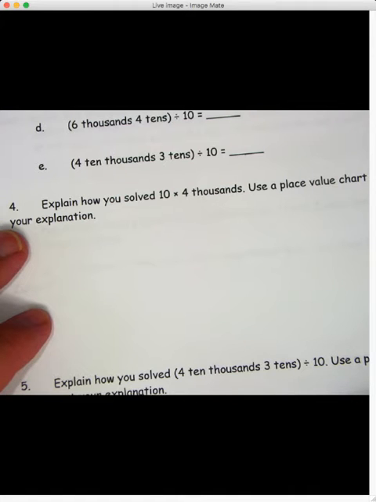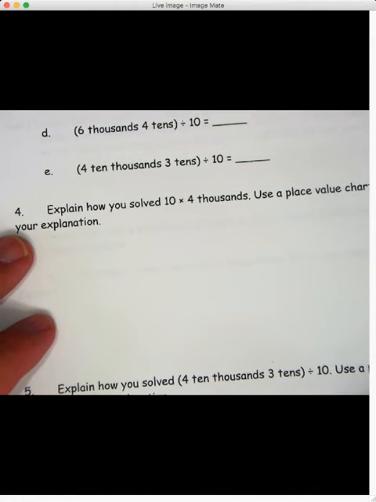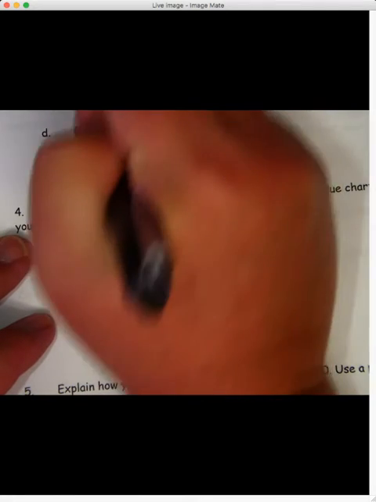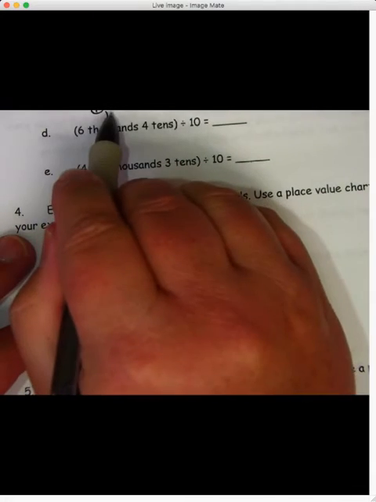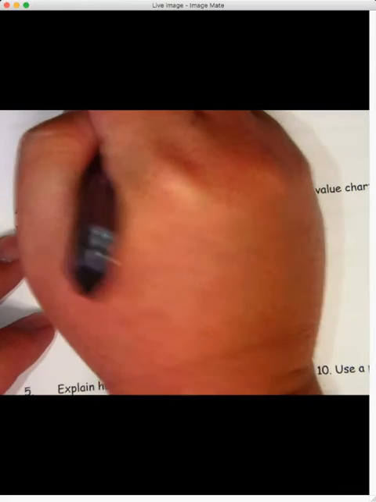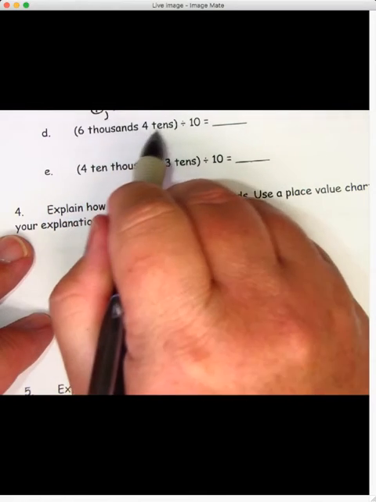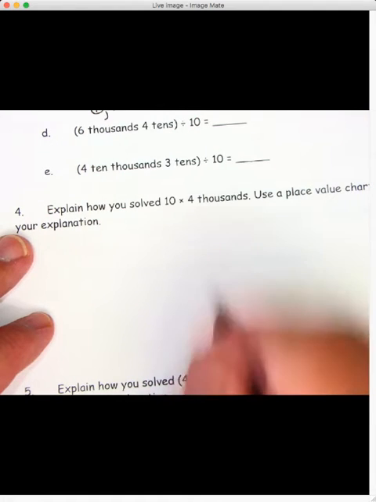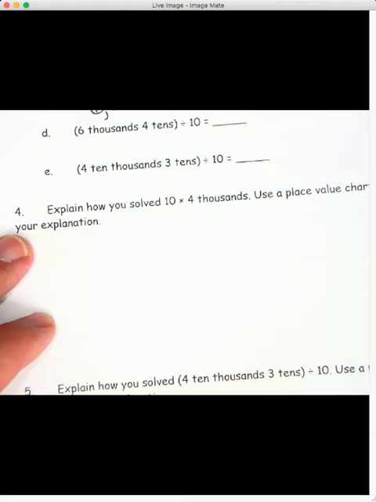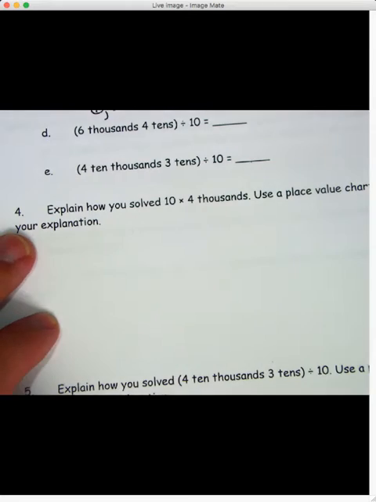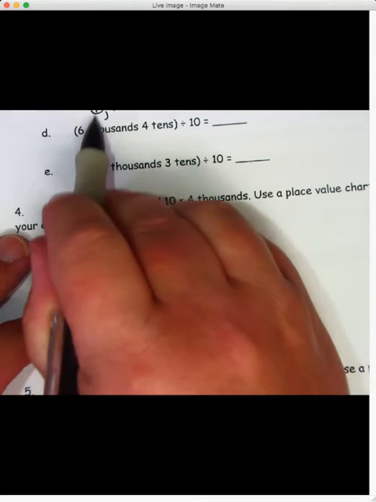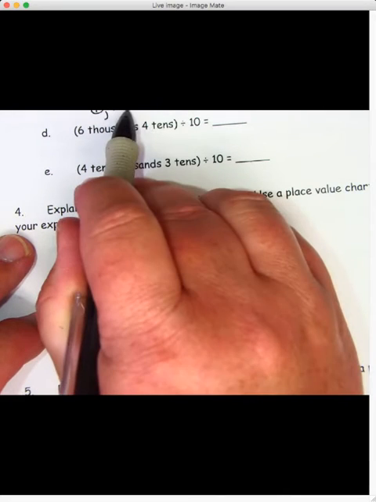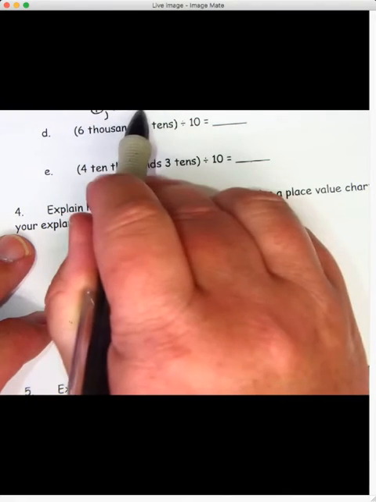6,000s, 4 10s. Oh, we're going to have zeros in the middle of the problem this time. A 6 in the thousands place. Do we have any hundreds? No. Do we have any 10s? Yes. We have 4 10s. Do we have any 1s? No. So that number is 6,040. Do you see how I did that? We only have 6,000s. It doesn't give us any hundreds. It gives us 4 10s and no 1s.